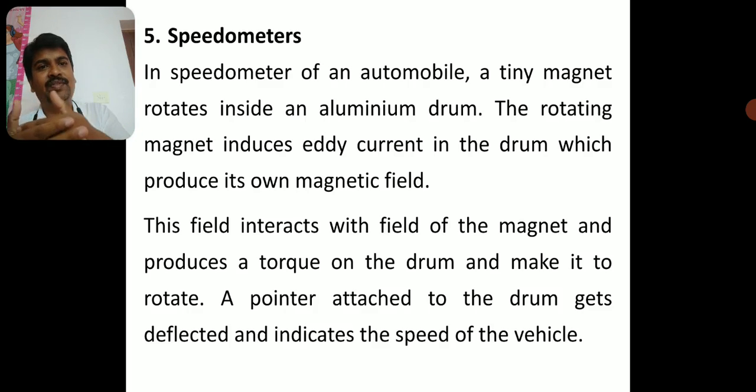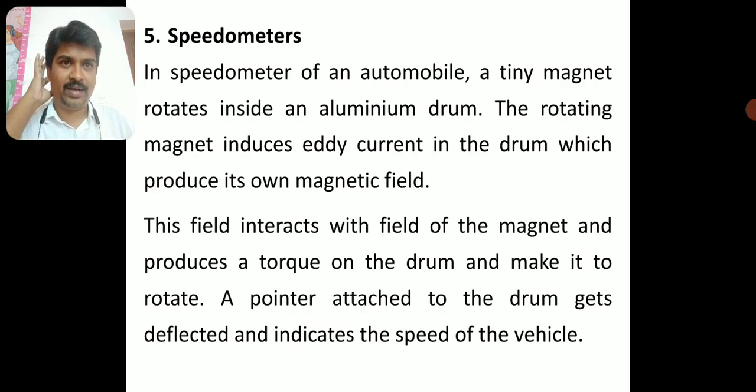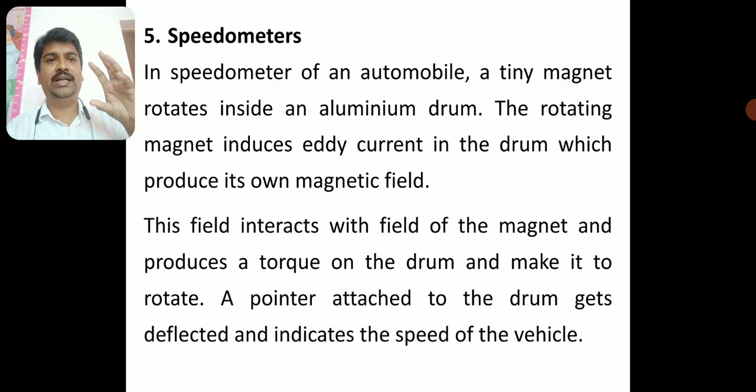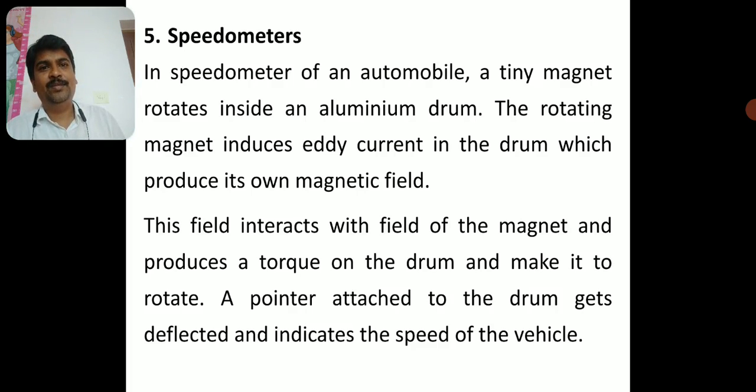This field which is produced in the aluminium drum because of the rotation of the tiny magnet is interacting with the magnet and produces a torque in the drum. It produces a rotating force which is called torque. A torque is produced in the drum and this makes it rotate. A pointer attached to the drum will get deflected and this pointer will indicate the speed of the vehicle.